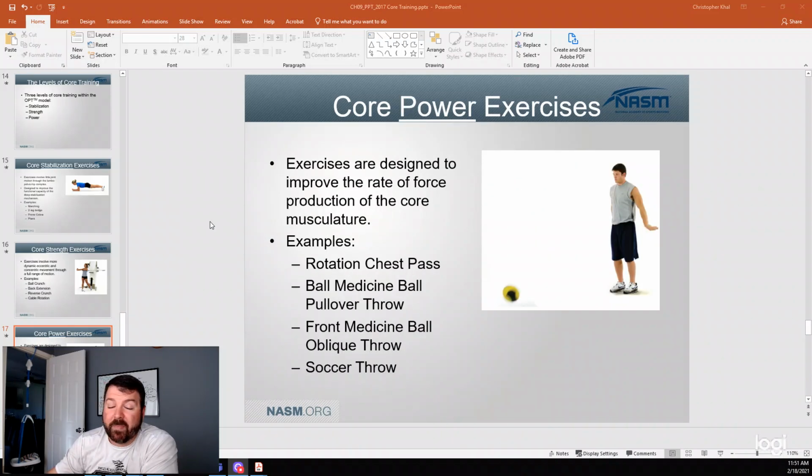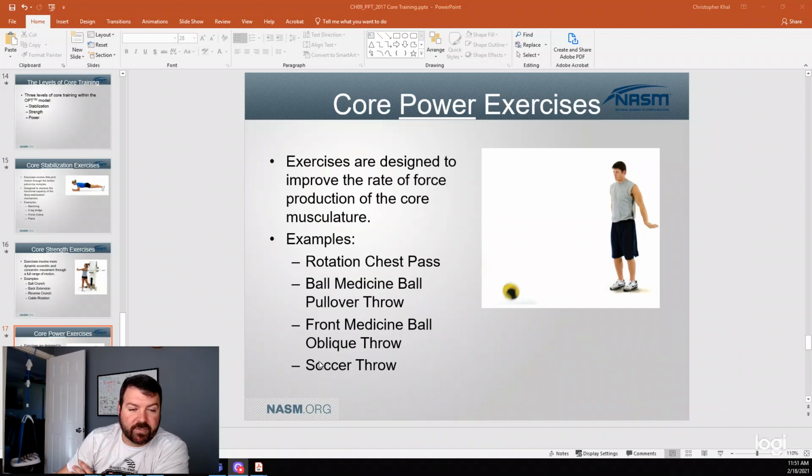Okay, now we got the power exercises. These are more designed to improve the rate of force production of the core muscles. This is going to be more of your explosive movements. So rotation chest press, medicine ball overhead throw, front medicine ball oblique throw, the soccer throw. Obviously, most of these are done with some kind of weighted ball, and you're doing some kind of explosive force.